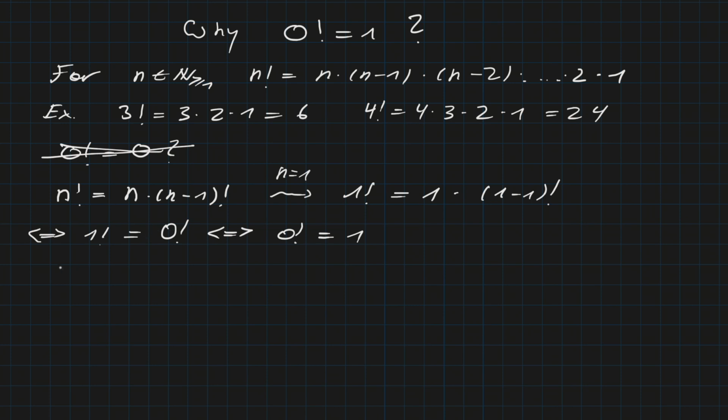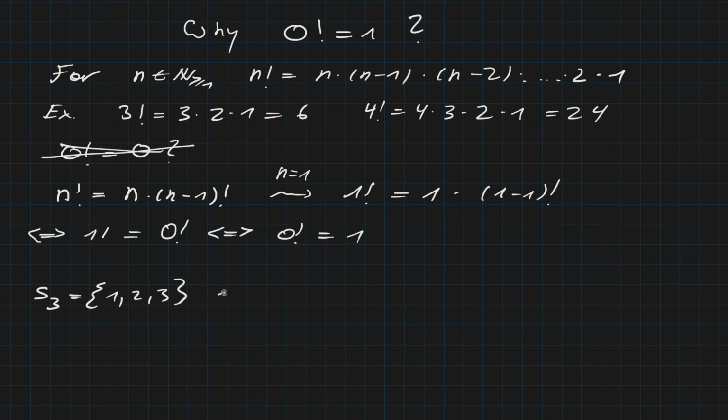So this is one reasoning, and if this is enough for you, you can just exit the video. I will give you another reasoning why the definition of 0 factorial being 1 makes sense. The second reason is the following. For a set, let's call it S3, consisting of the numbers 1, 2 and 3, we could look at the number of possibilities in which we can order this set.